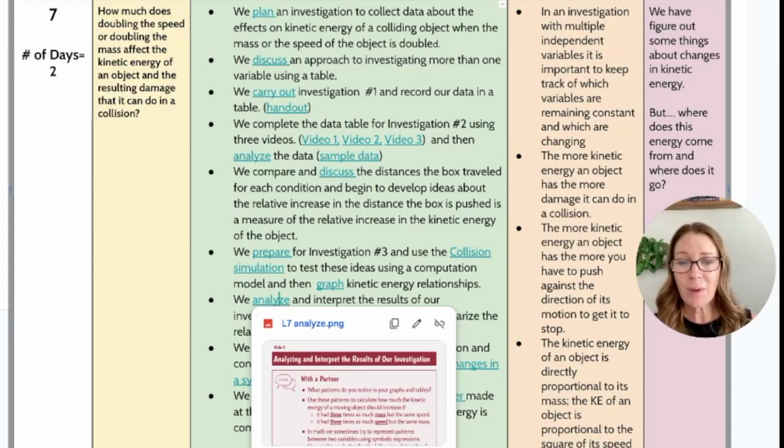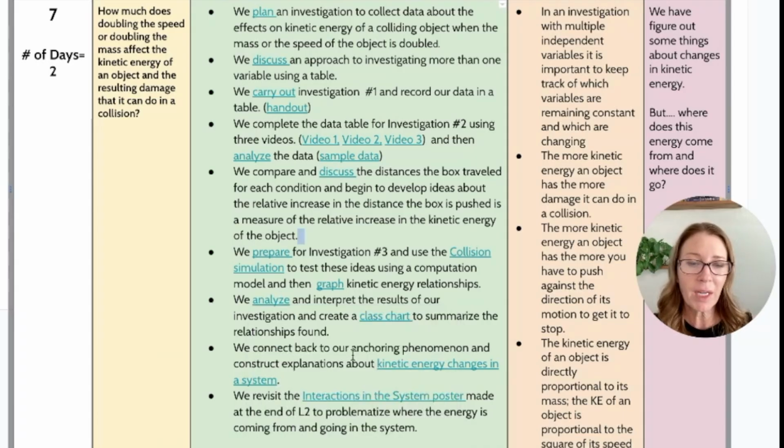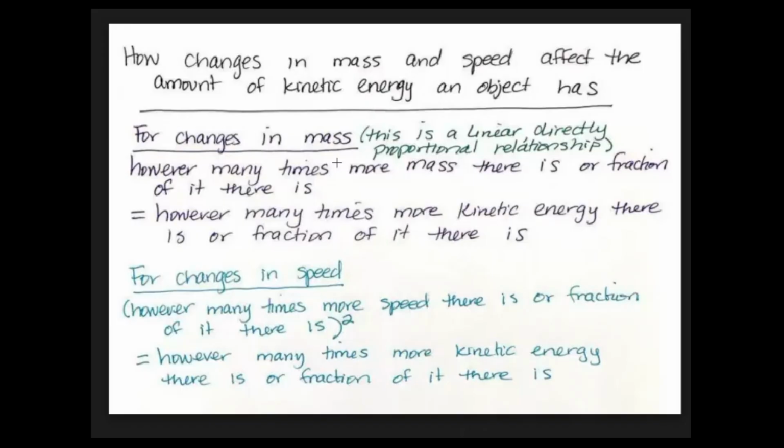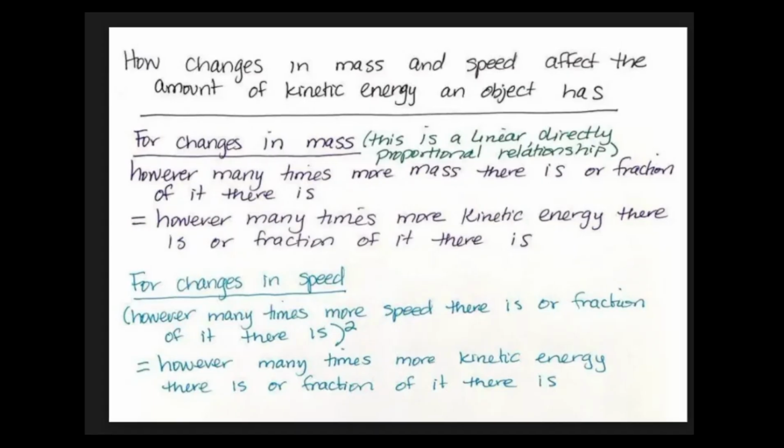How many times, if you had 3 times as much mass, but the same speed, how much more kinetic energy would there be? So we're going through these questions that are provided on a slide for you. And what we're trying to figure out, and we're going to document this on a class chart, is that for changes in mass, there's a linear direct proportional relationship. So however many times more mass there is, there's a linear direct relationship to the amount of kinetic energy. So if I double the mass, I'm going to double the kinetic energy. For changes in speed, however many more times there is speed, it's actually squared. When you double the speed, it's going to quadruple the energy.